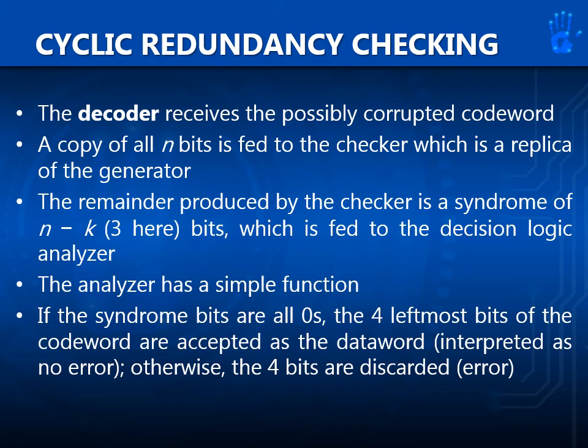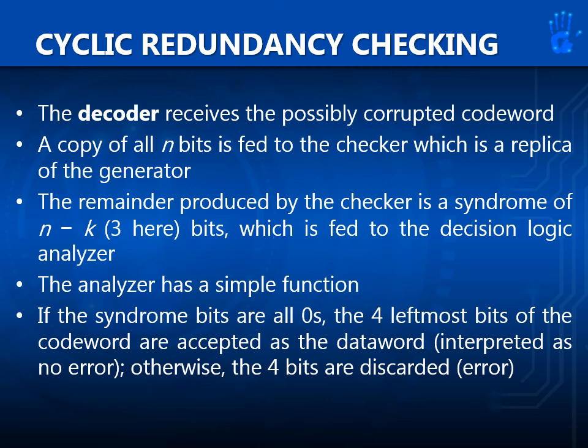The decoder receives the possibly corrupted code word. A copy of all n bits is fed to the checker, which is a replica of the generator. The remainder produced by the checker is a syndrome of n minus k. In this case, there are 3 bits, which is fed to the decision logic analyzer. The analyzer has a simple function.